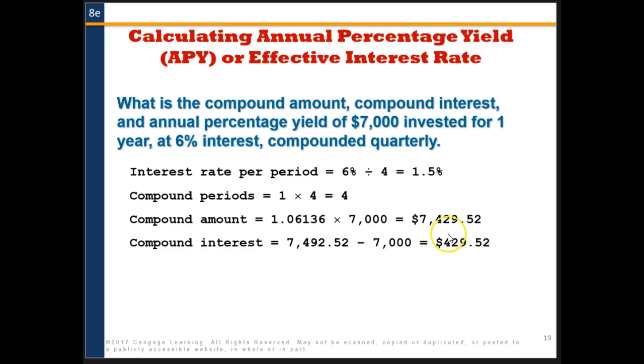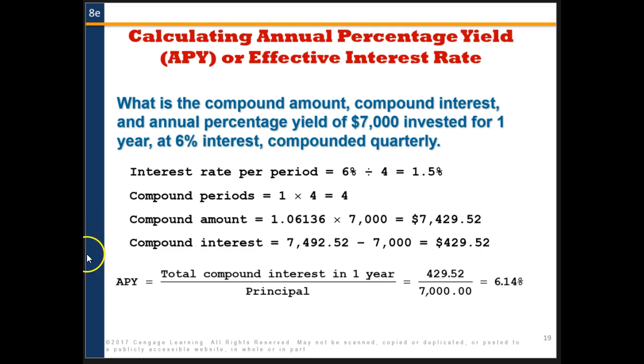is 1.06136 times 7,000. We got this number from our table. And then 7,429.52 is the compound amount. Subtract the original amount of 7,000, and you get 429.52 for the amount of compound interest. Then to find the APY, we take the compound interest divided by the principal, and we get 6.14%. So the more compounding periods per year, the higher the APY is.